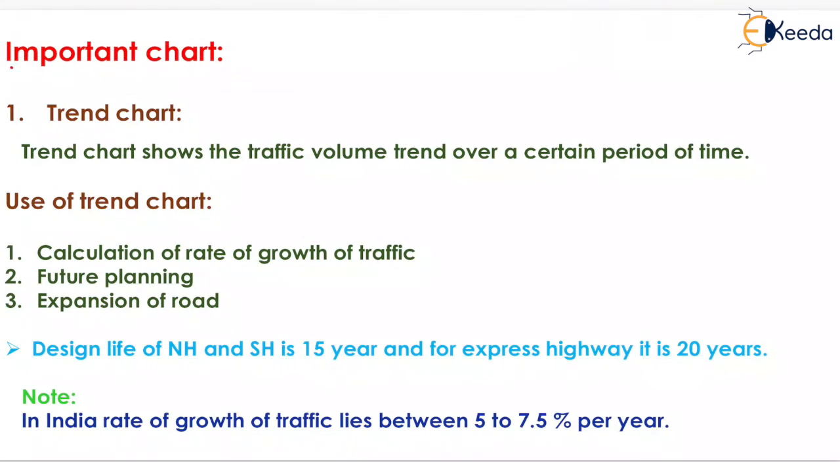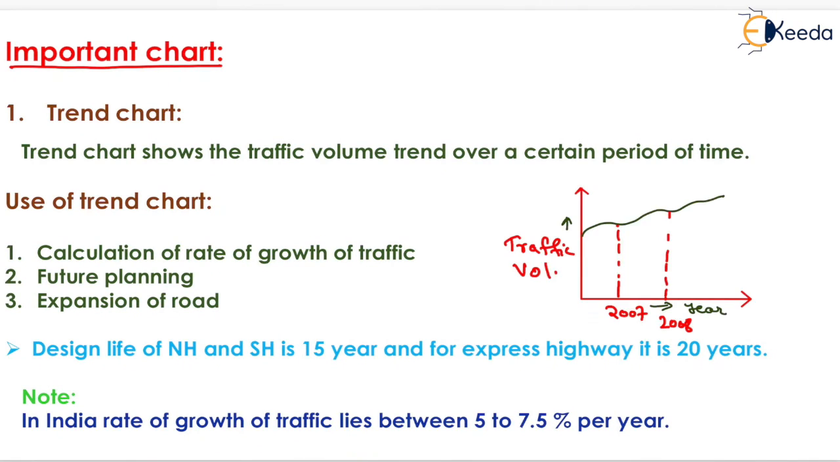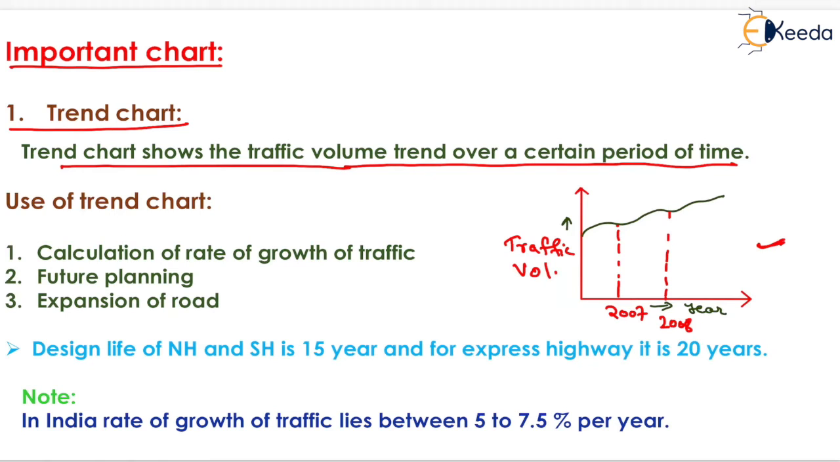Now some important charts will be there as per the previous discussion. The first one will be the trend chart, which is shown here like this. Trend chart shows the traffic volume trend over a certain period of time. It means that whether the traffic volume increases or decreases is just shown in the trend chart. Uses of trend chart: it is used for the calculation of rate of growth of traffic, future planning, and the last one is the expansion of road. It means that with the help of trend chart, we will decide whether we will need to expand the particular section of road or not.